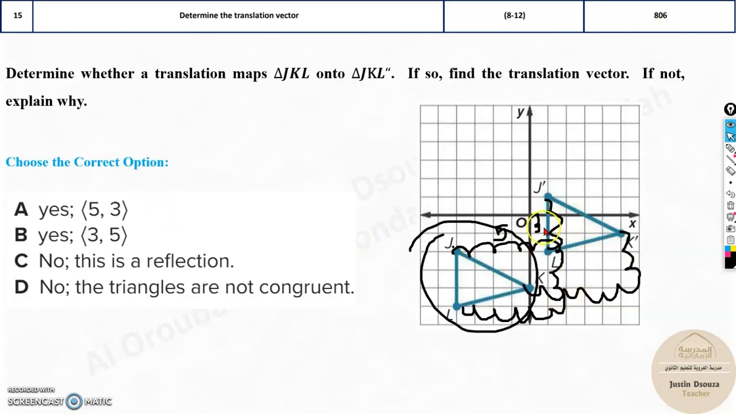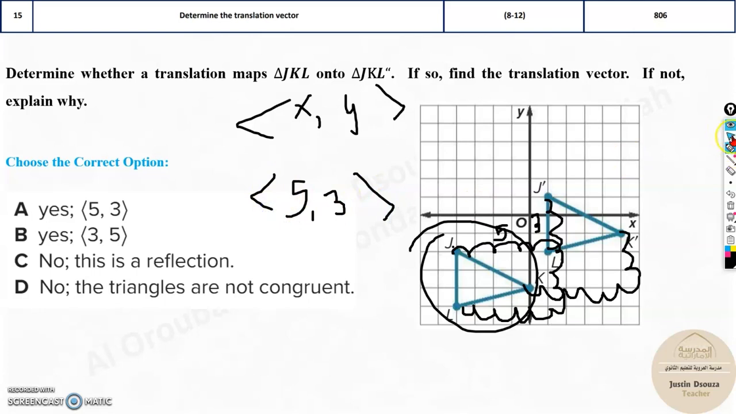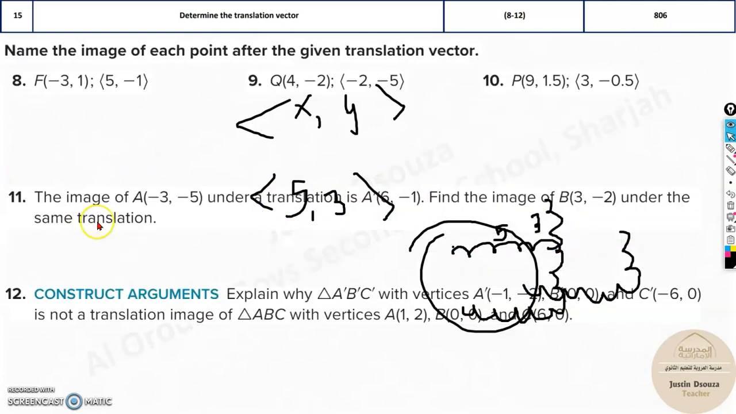Now, what is the translation vector? First of all, yes, this is a translation. This image is translated to J dash, K dash, and L dash. But what is the translation vector? That is given as x comma y. We saw 5 x units and 3 y units. So the first answer is the correct answer. This is it. Now we will see some more problems.